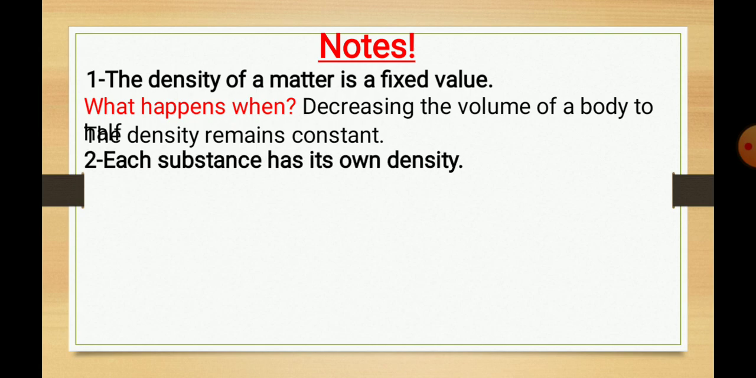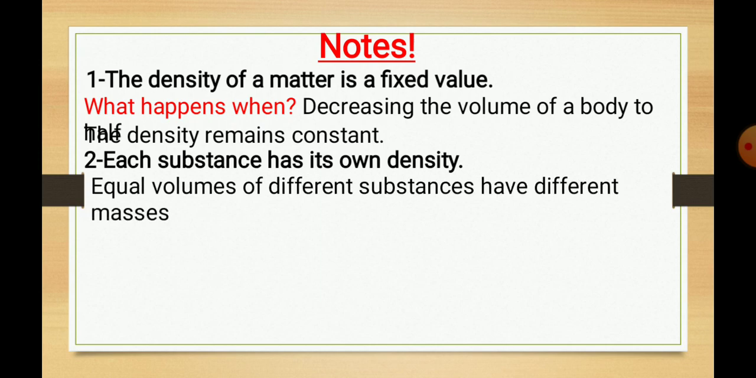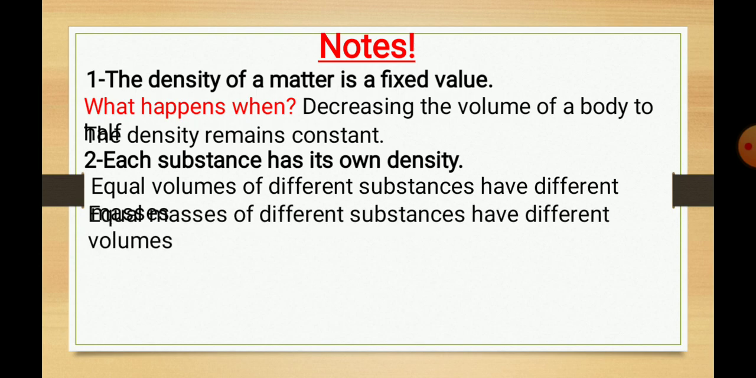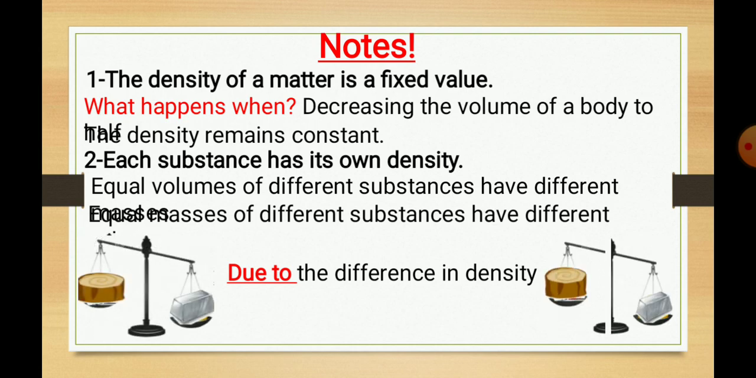Okay, number two, each substance has its own density. There aren't two substances that have the same density. Therefore, equal volumes of different substances have different masses, and equal masses of different substances have different volumes, both of them due to the difference in density. Okay.